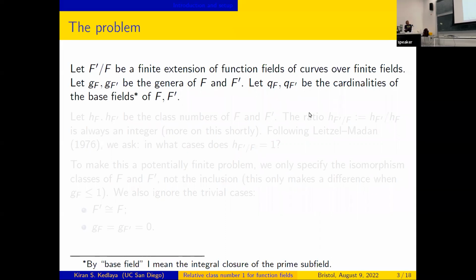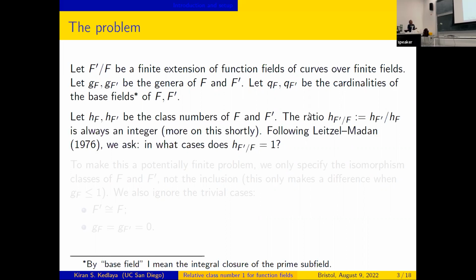Q sub F and Q sub F prime will be the cardinalities of the base fields. So you take the algebraic closure of the prime field within the field, and its order is Q. If I ever say P, that will be the characteristic, but I don't remember whether I use P anywhere. So each of these, of course, has a finite class number. We take degree 0 divisors modulo principal divisors. That's some finite group. I'll write H sub F and H sub F prime for the respective class numbers. And in this talk, I'm interested in the relative class number, which is the ratio, which is always an integer, for reasons that I'll explain in a moment.